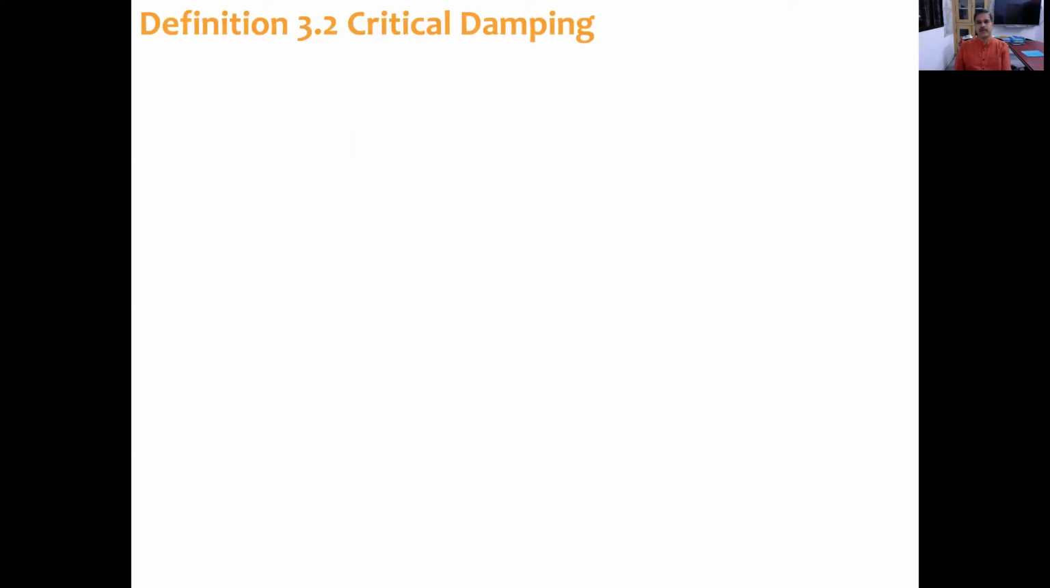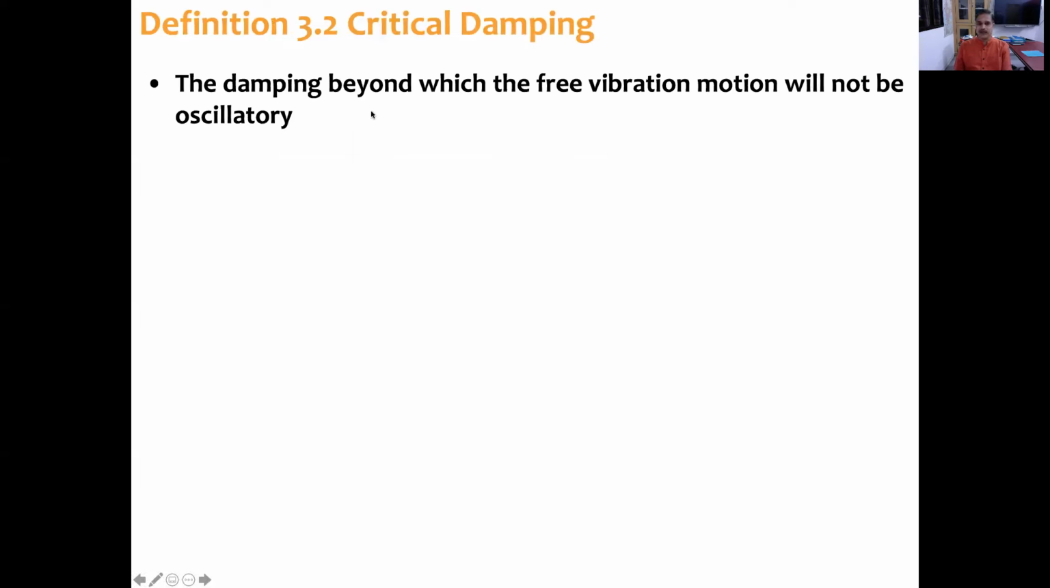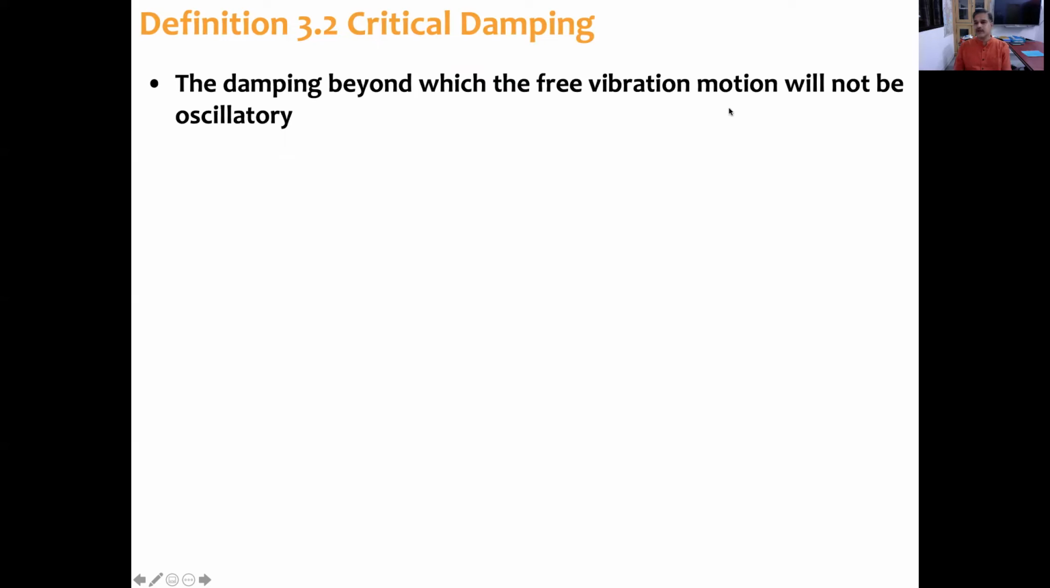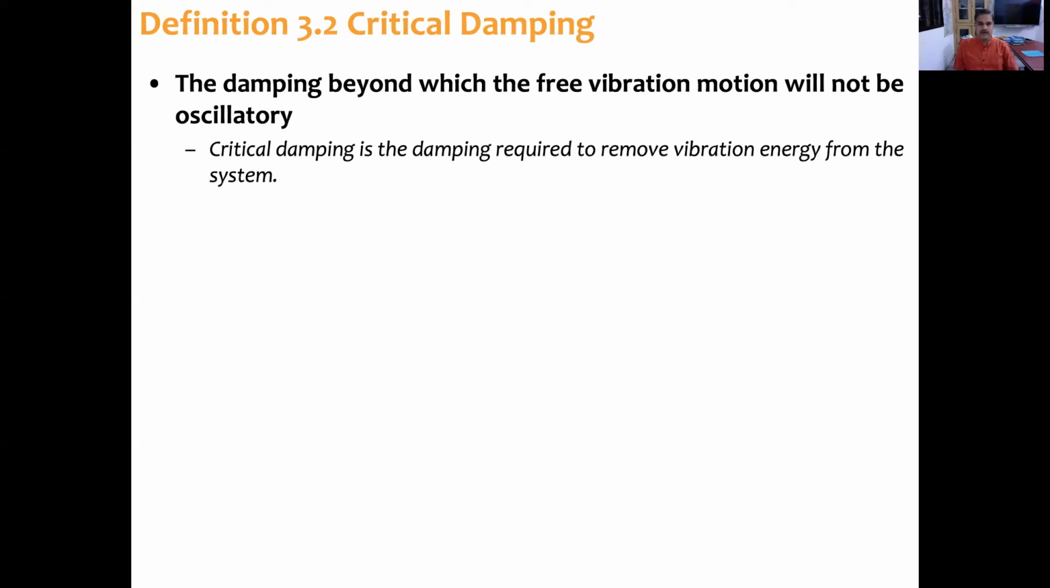So what is critical damping? Critical damping is the damping beyond which the free vibration motion will not be oscillatory. For example, if a pendulum is there, and we pull the pendulum, give some initial displacement and leave it, this pendulum comes to rest. That means the damping present in this pendulum is such that the vibration is not oscillating, it is coming to rest. So critical damping is the damping required to remove vibration energy from the system.